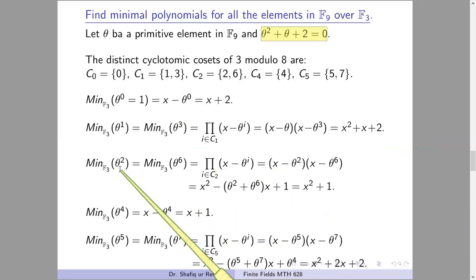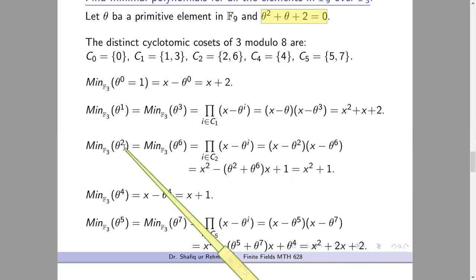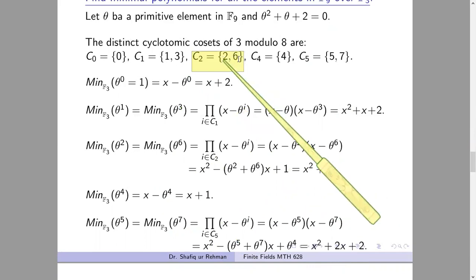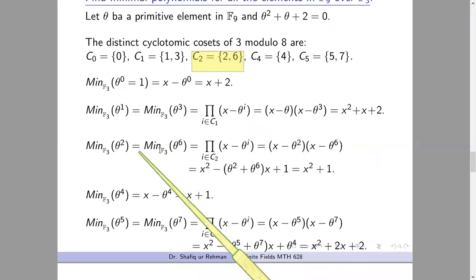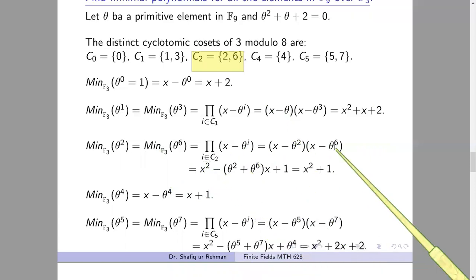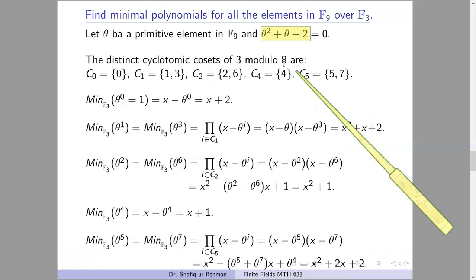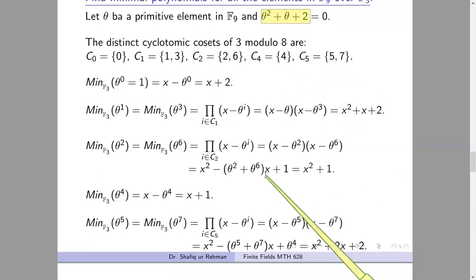Now the next step: how to find the minimal polynomial of theta square? We will write this formula. i belongs to C2 because here we have theta square, and in C2 we have these two elements, 2 and 6. Therefore 2 and 6 will have the same minimal polynomial, and we will change the value of i from this set, we will get this product, and after multiplying we get this one. And by using this relation, theta power 8 equals 1, and this relation, we will get theta square plus theta 6 equals 0.